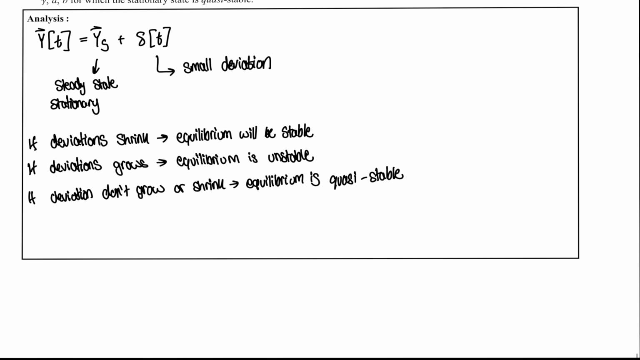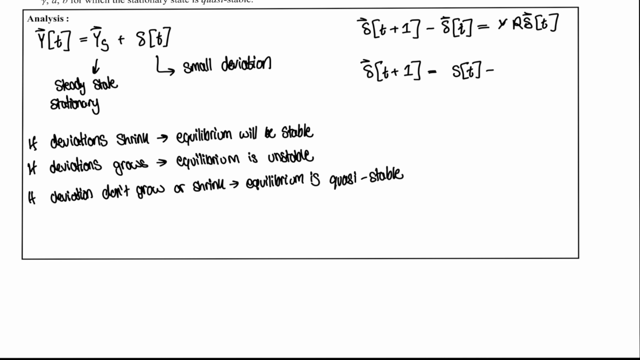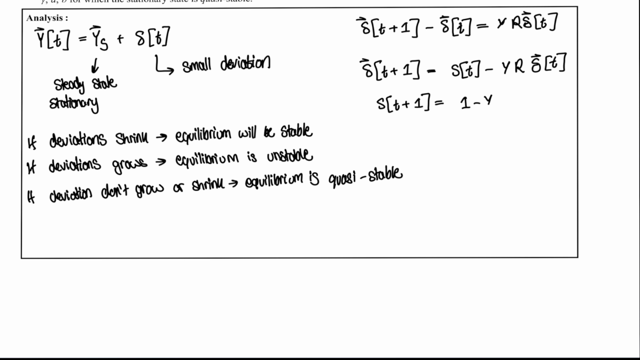So to see whether the equilibrium is stable, unstable, or quasi-stable, we are first going to rewrite one of our difference equations, which was delta t plus 1 minus delta t, equal to gamma r delta t. This we can rewrite as delta t plus 1 is equal to delta t plus gamma r delta t. If we now factorize out the delta t, we have 1 plus gamma r delta t.